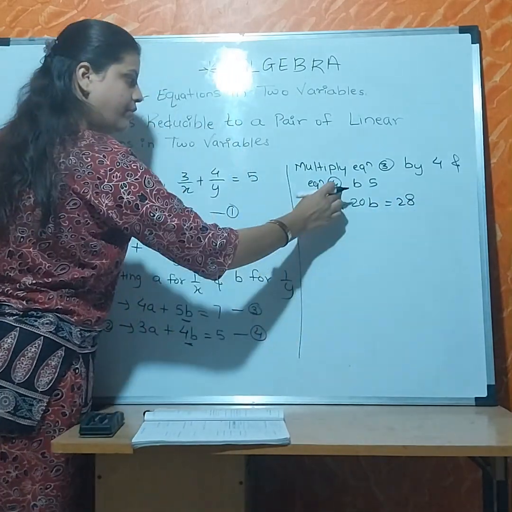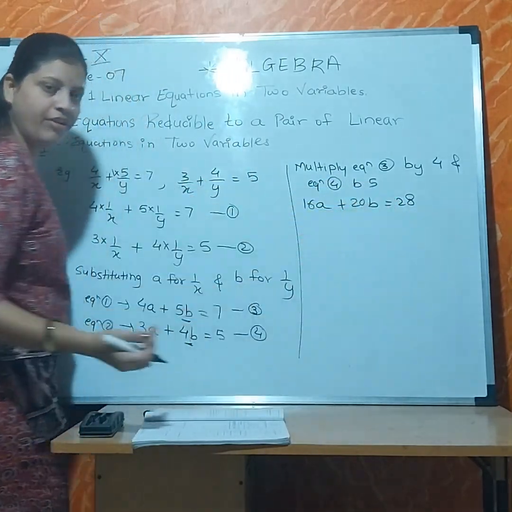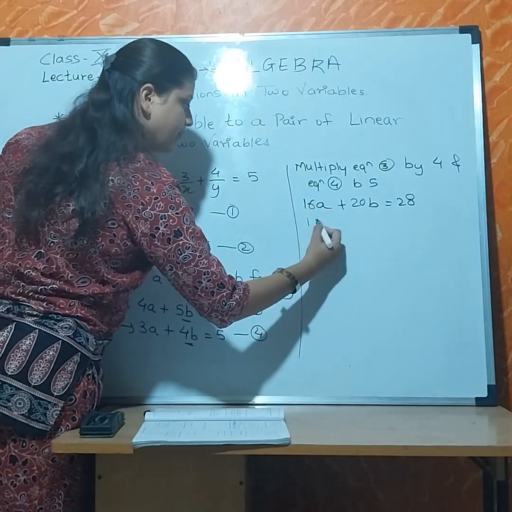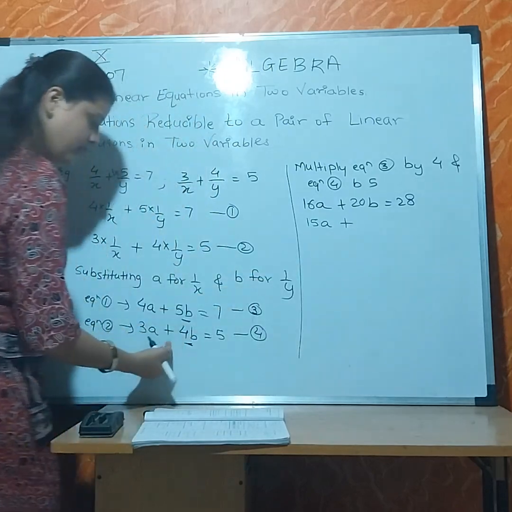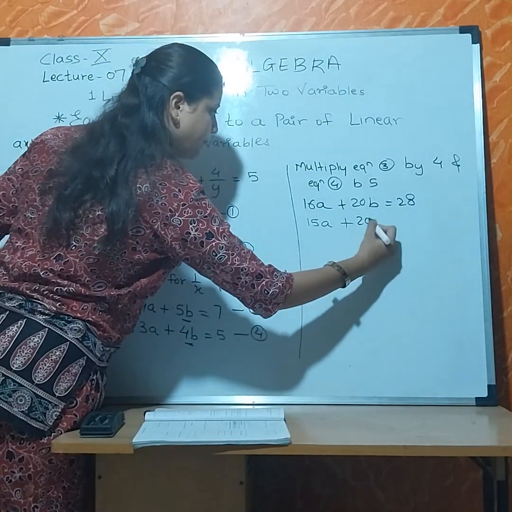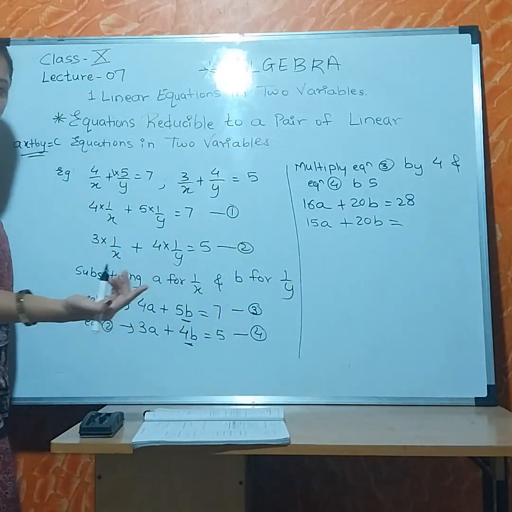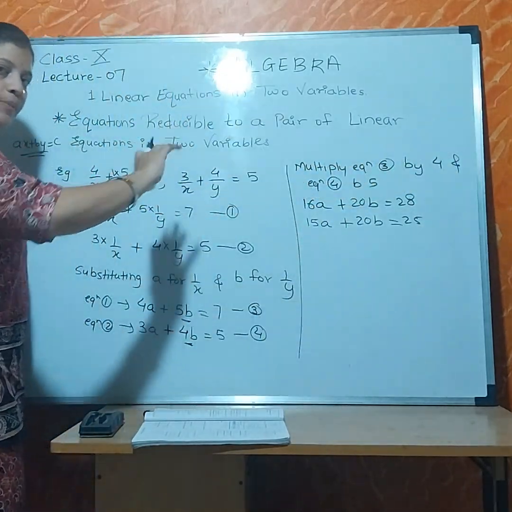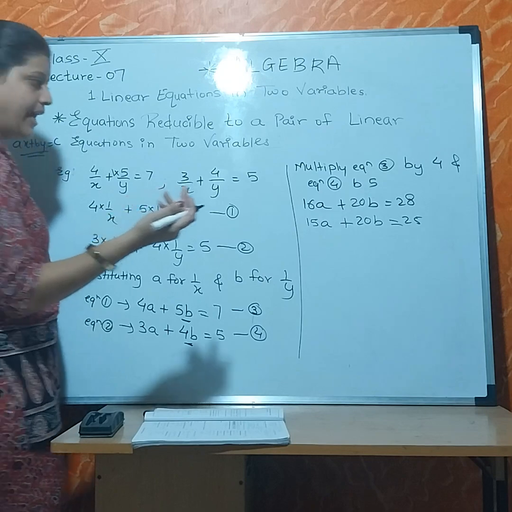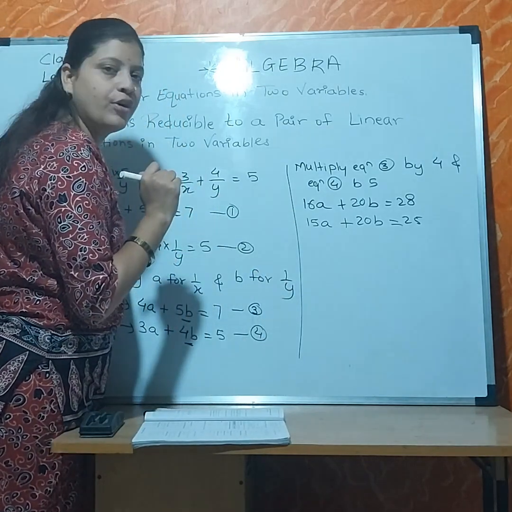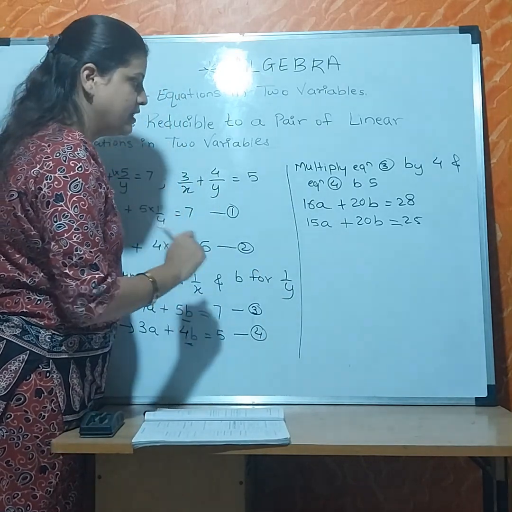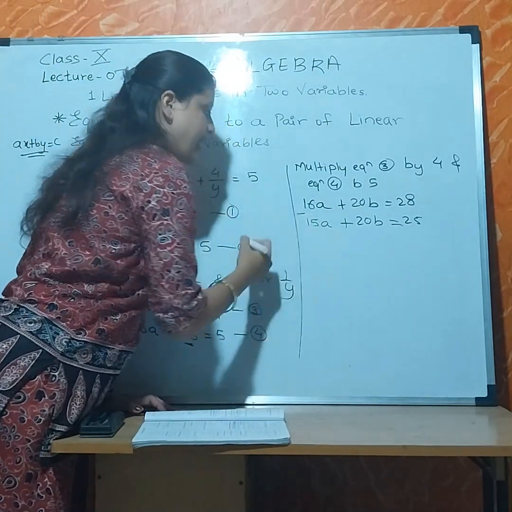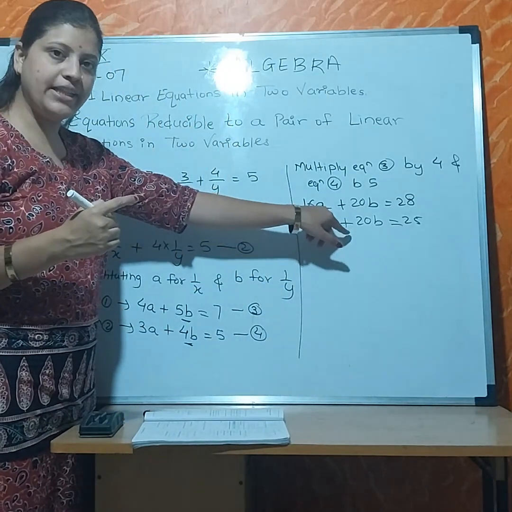Next we have to multiply equation 4 by 5. So what is equation number 4? 3a. 3 into 5, 15a plus 4 fives are 20b is equal to 5 fives are 25. We have to multiply the whole equation, both sides, left hand side as well as right hand side. Now what do we have to perform, addition or subtraction? Both have a plus sign, so we have to subtract. If we subtract, then only we can eliminate this.